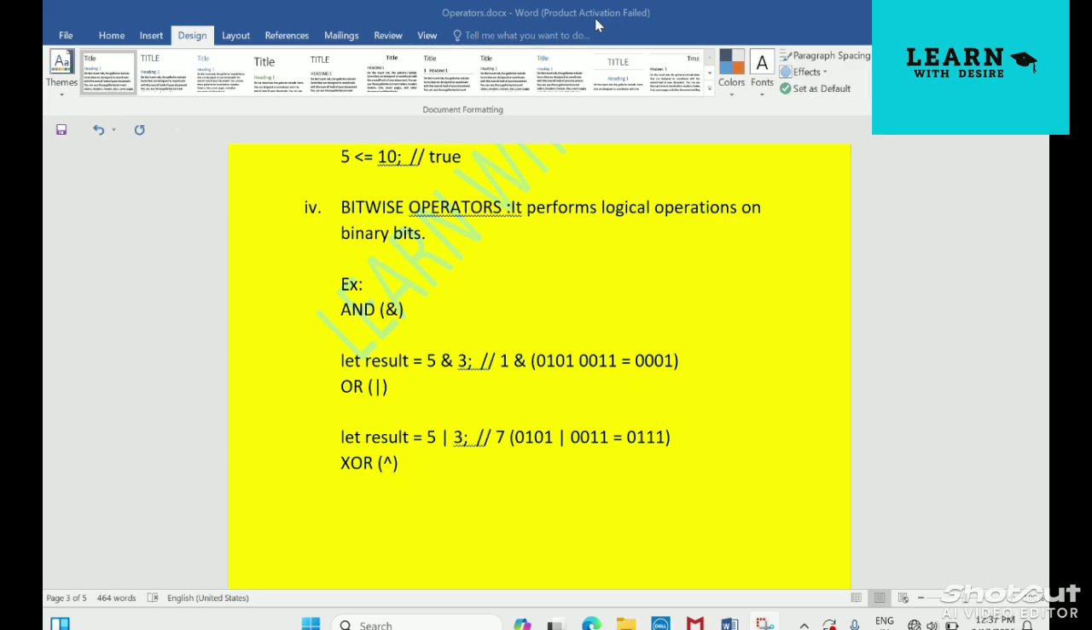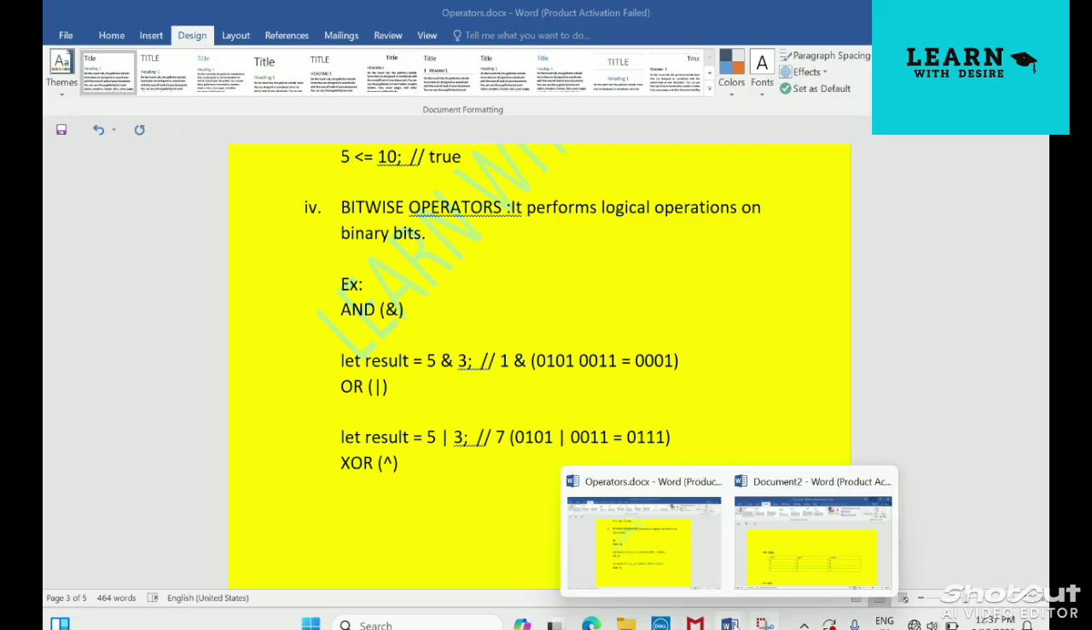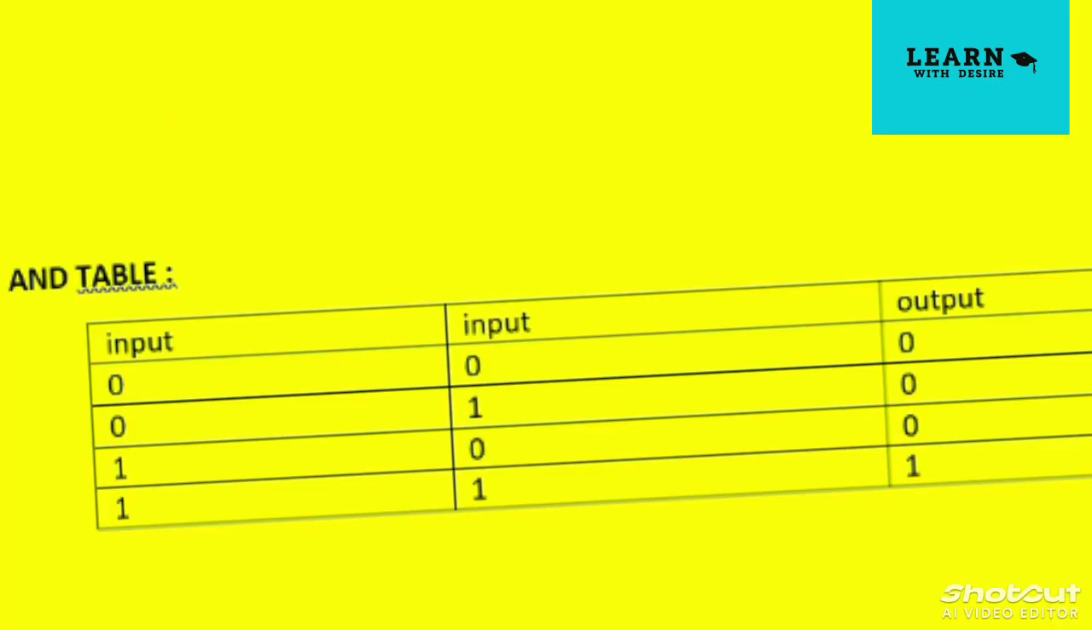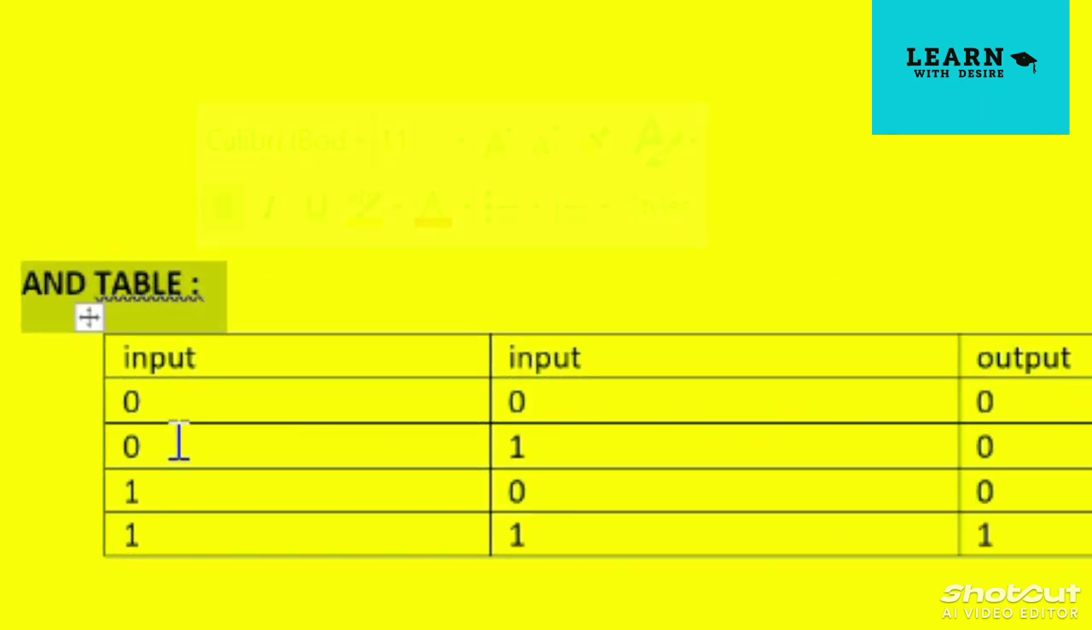What do bitwise operators mean? They perform logical operations on binary bits. What are the logical operations? The AND operation, the OR operation and the XOR operation are the logical operations. They perform logical operations on binary bits. What are binary bits? That is zeros and ones. Now let us see the truth tables of the AND, OR and XOR operations. The truth table of the AND operation is this.